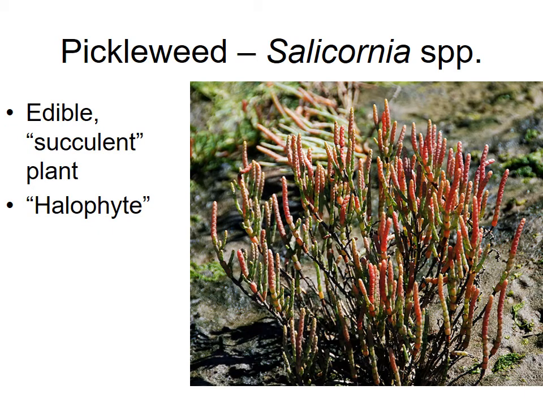Okay, so another species that lives in salt marshes is pickleweed. So this is a succulent plant, meaning it's like a cactus. It stores a lot of fluid in its leaves, and they look more like blobs than leaves. So plants that store a lot of fluid in their leaves are called succulent plants. Salicornia is actually edible. You can break off these little tips and put them in a salad, and they're sort of crunchy and salty. This plant and salt marsh plants in general are what we call halophytes, meaning halo means salt, so these are plants that love salt.